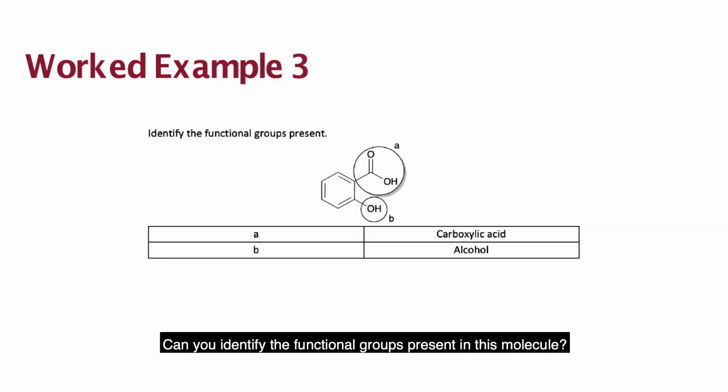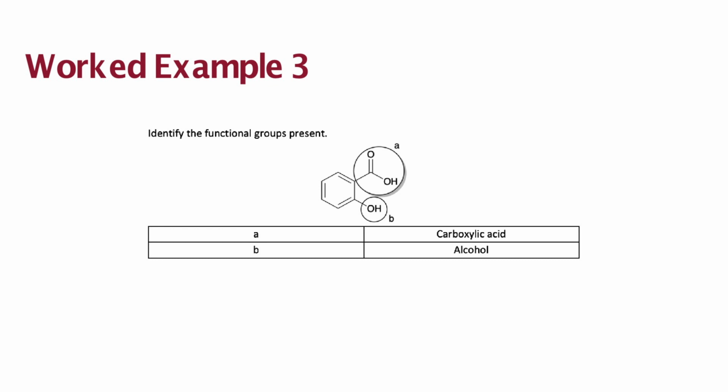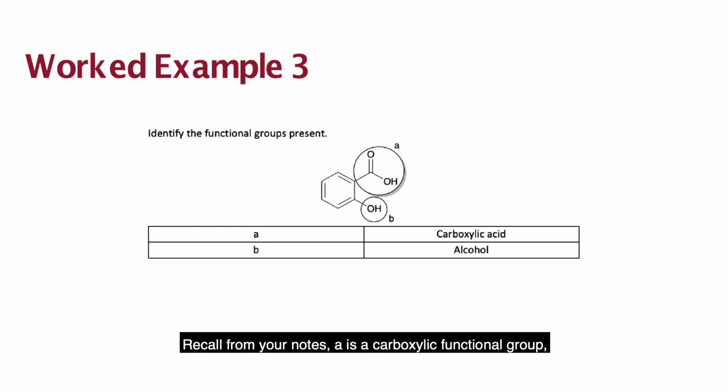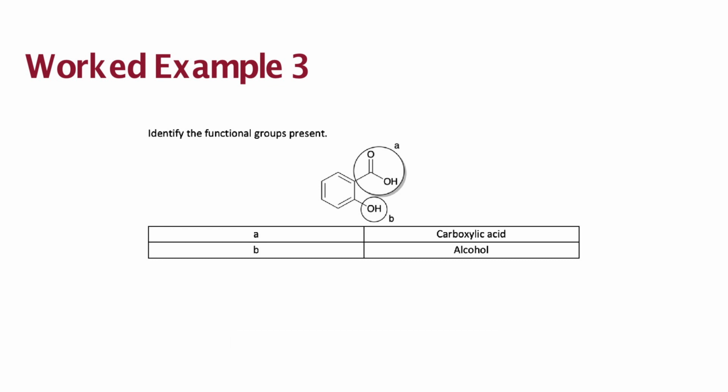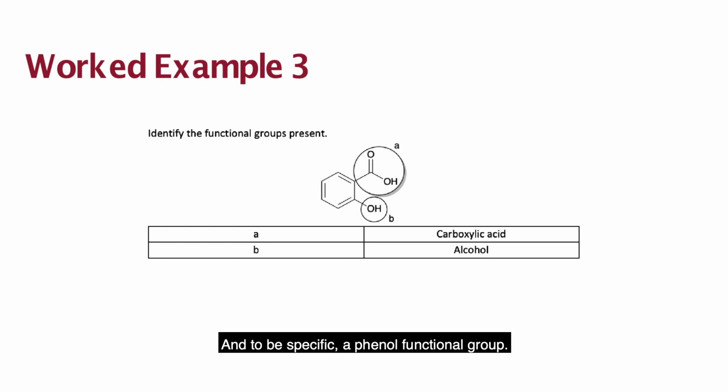Now, let's look at worked example 3. Can you identify the functional groups present in this molecule? Recall from your notes, A is a carboxylic acid functional group, whereas B is an alcohol functional group, and to be specific, a phenol functional group.